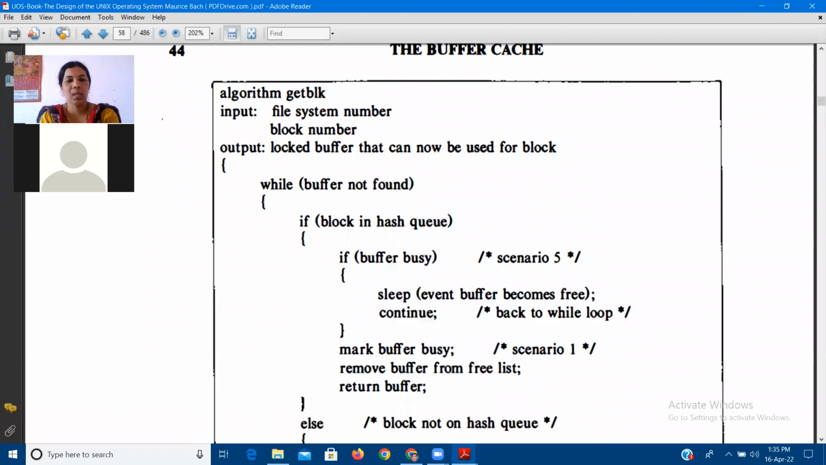This is our first algorithm. In this syllabus, we are going to talk about more than 50 algorithms. This is our first algorithm, for buffer allocation. The name of the algorithm is getblk, get block. So how to get a buffer from the buffer cache. For that purpose, the kernel executes this algorithm. This algorithm is, in short, all the 5 scenarios summarized over here.